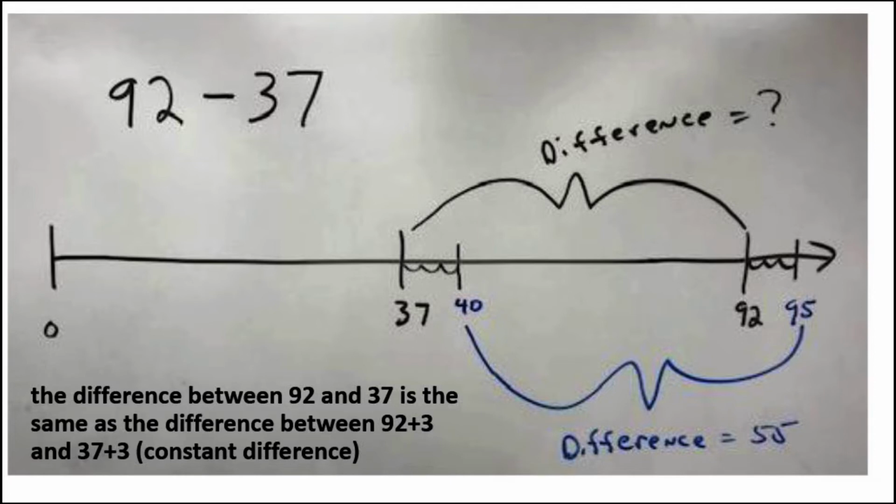But if I move both numbers up the number line by the same amount, then the difference will be the same. I'm keeping the difference constant. So if I move both numbers up the number line by 3, my new problem is 95 take away 40, which is more clearly 55 than the original problem.